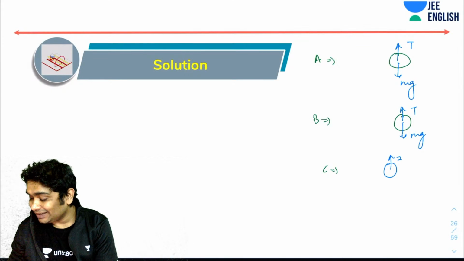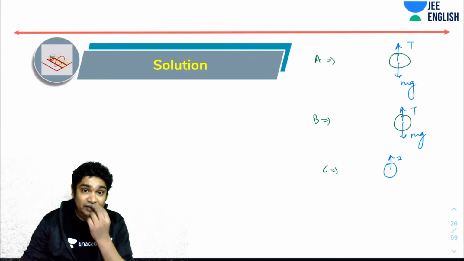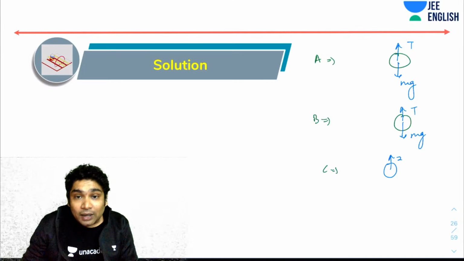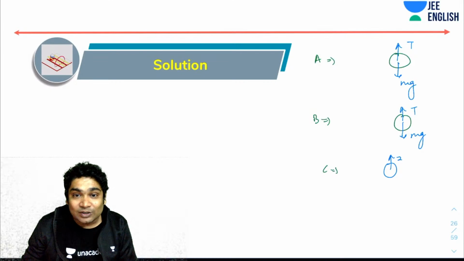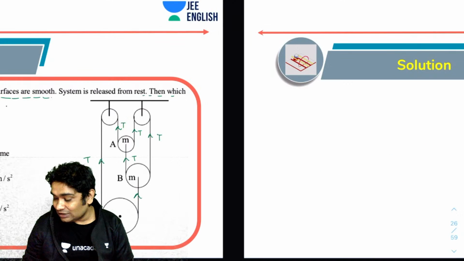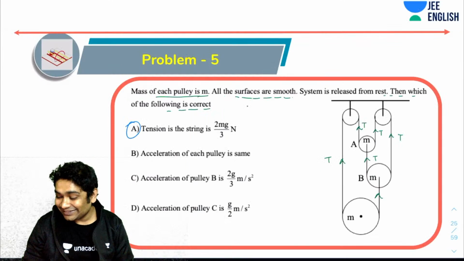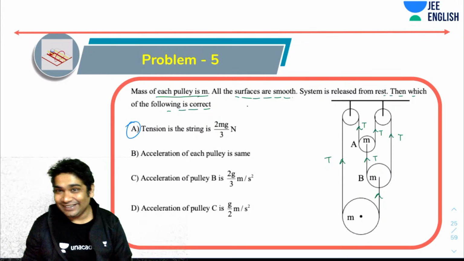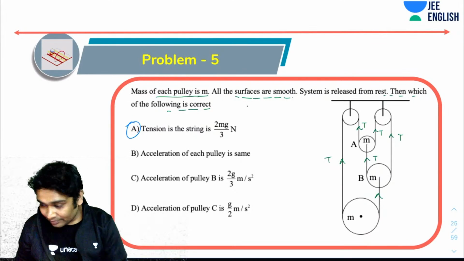2T acting upwards. Now, if I assume... So family home says D. Amod says A. AP says A. So I think the correct answer was in fact A, if I remember correctly. Okay, let's try and see.